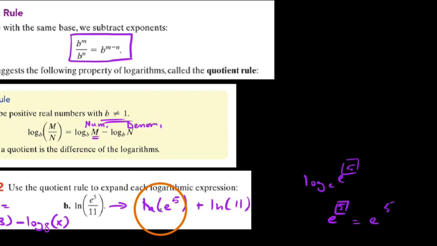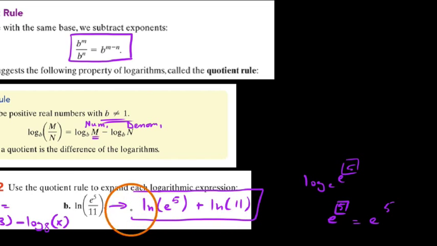So we'd say that these kind of undo each other here. I'm going to go ahead and keep this expression and just say we want this in expanded form. But if we simplify this, this would be 5 minus the ln of 11, because ln and e to the power of something undo each other.